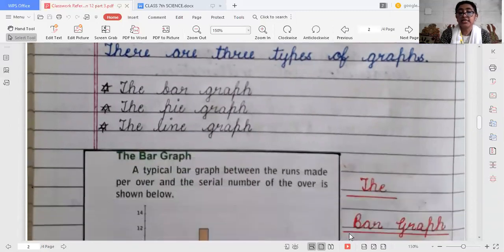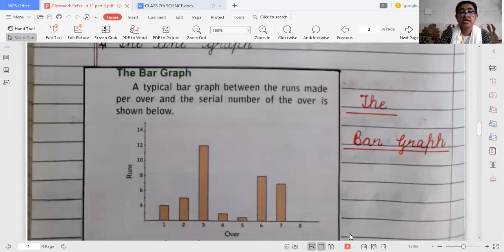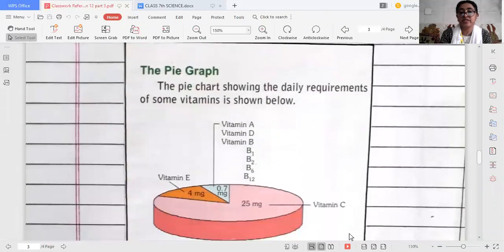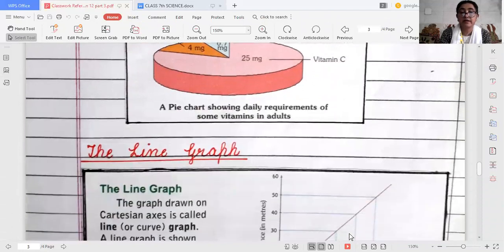Now you can see this is a bar graph, showing the runs made per over against the serial number of overs. That is a bar graph. Second is a pie graph. Now you can see which type. This is a pie graph, and this pie graph is showing the daily requirements of some vitamins. And third is the line graph.